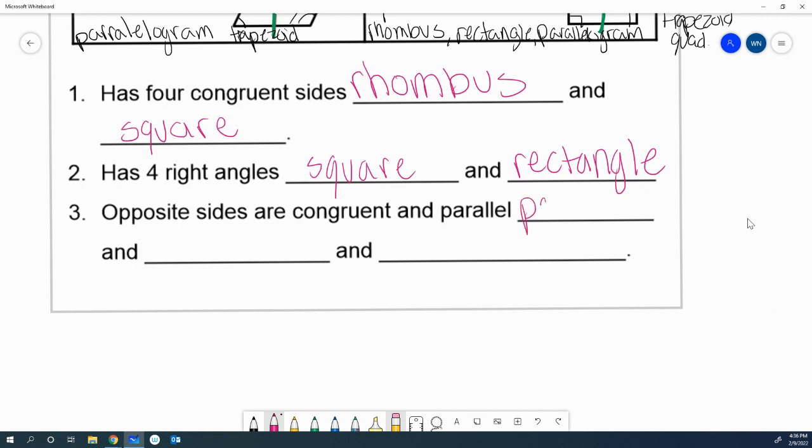We've got the parallelogram. We've got the rhombus, rectangle, and the square.